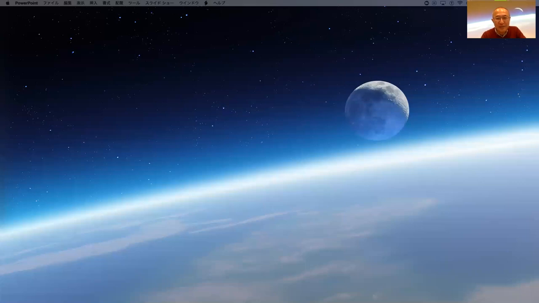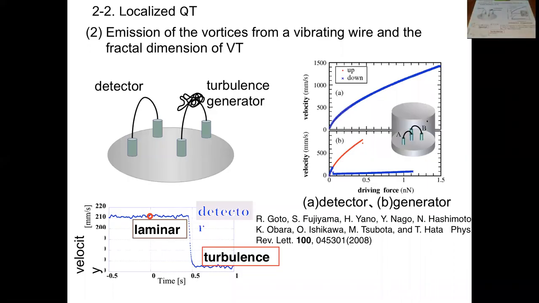Okay, I'll talk about another topic. This is also the business of the superfluid experimental model. This is a very, very new result. And we performed the numerical simulation for the Osaka City University, Hideo Yano's group. You remember, Osaka City University, Hideo Yano's group used two vibrating wires.